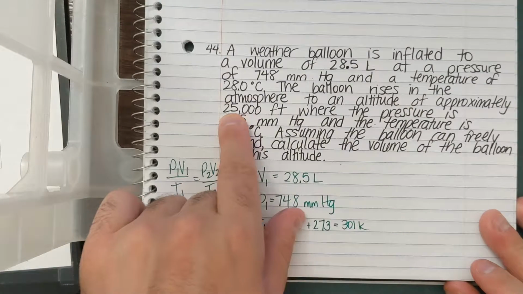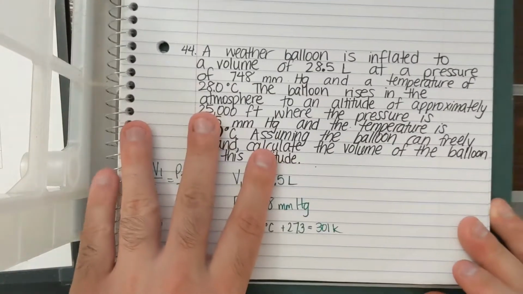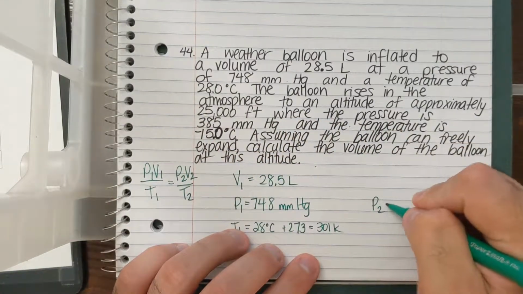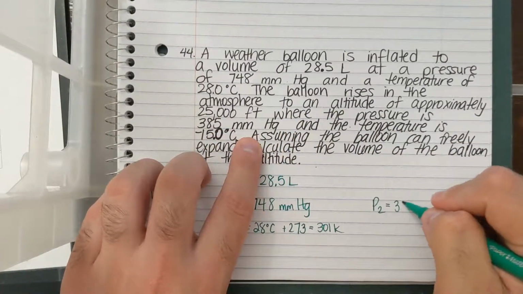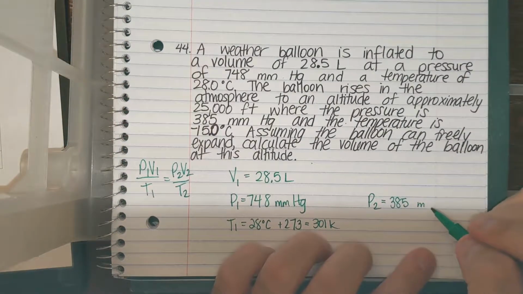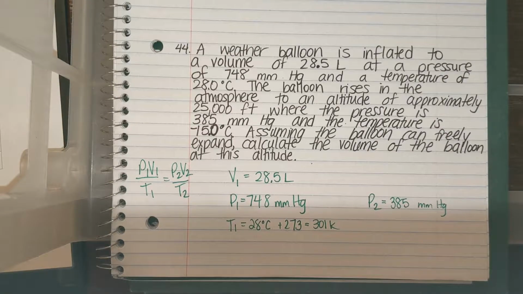The balloon rises in the atmosphere to an altitude of approximately 25,000 feet, which is distractor information, where the pressure is now P2, 385 millimeters of mercury. So the pressure has dropped.